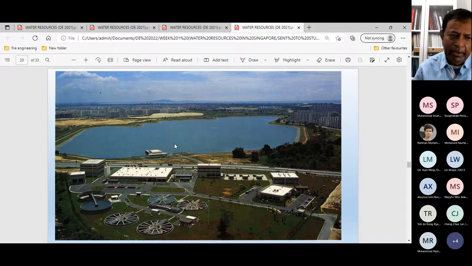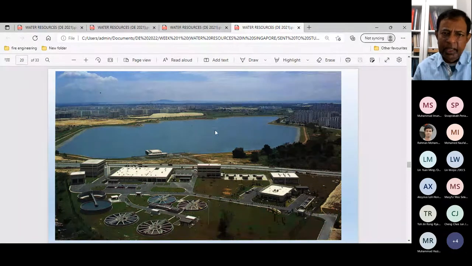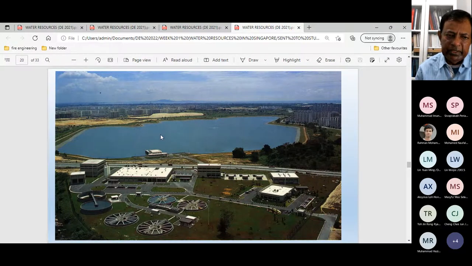Having taken the sand away, the land actually belonged to HDB, the Housing Development Board, and it was earmarked for housing development. But because the sand was taken out, they were unable to put it to any other usage, and they gave this land back to PUB, and the PUB converted this area into a reservoir. That is why the only man-made reservoir in Singapore is this one. Bedok reservoir is not a natural reservoir.